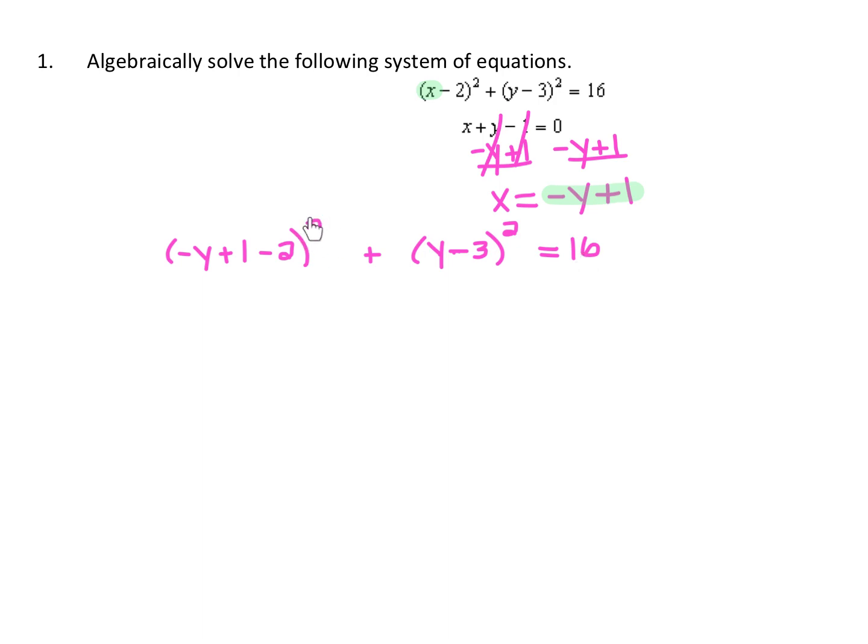Now, I know when something is squared, it means we have two of them, so we're going to write this out twice. But before we do, you don't want to have to triple distribute, right? You don't want to have to multiply 3 terms by 3 terms. So let's first combine our like terms. I can combine the positive 1 and the negative 2. So 1 minus 2 is just negative 1. So I'm going to rewrite this parenthesis as negative y minus 1. And then I'll bring everything else down.